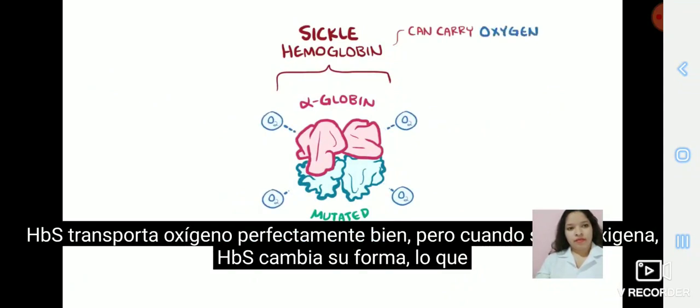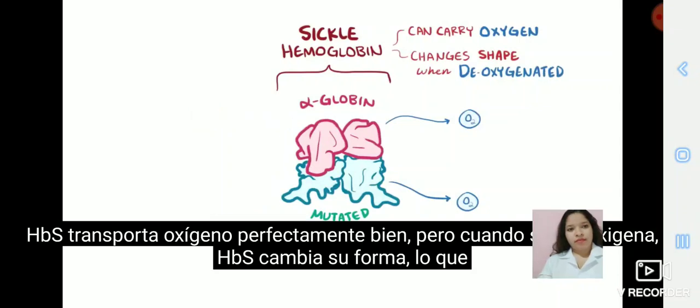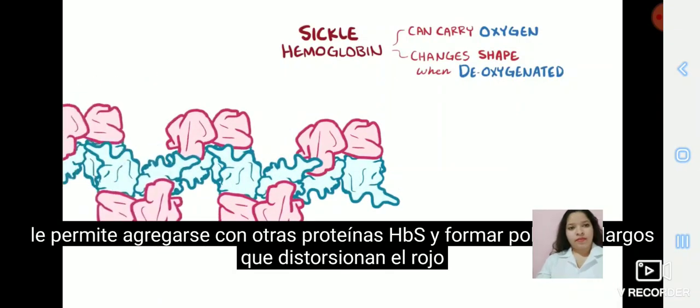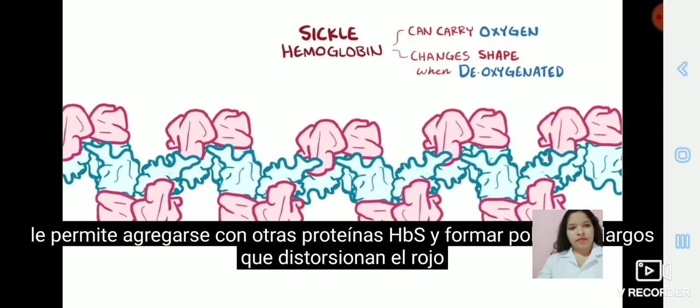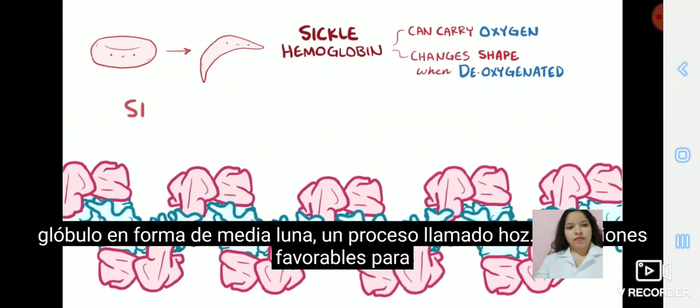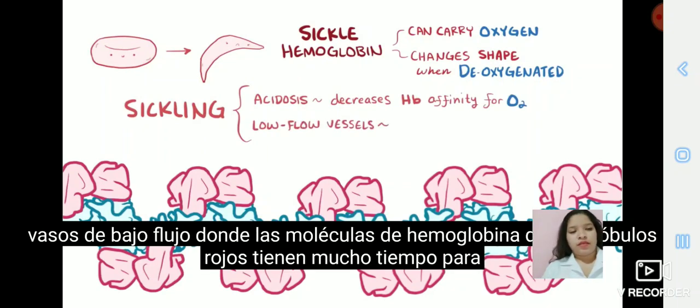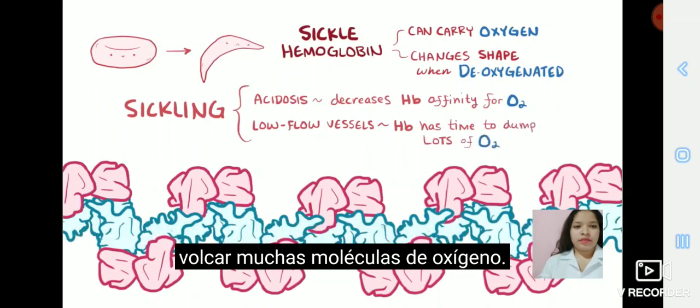HbS carries oxygen perfectly well, but when deoxygenated, HbS changes its shape, which allows it to aggregate with other HbS proteins and form long polymers that distort the red blood cell into a crescent shape, a process called sickling. Conditions favorable for sickling include acidosis, which decreases hemoglobin's affinity for oxygen, and small, low-flow vessels where red blood cells' hemoglobin molecules have plenty of time to dump lots of oxygen molecules.